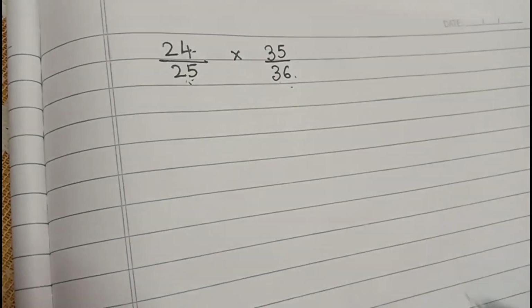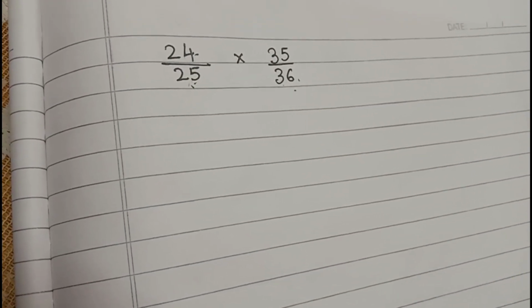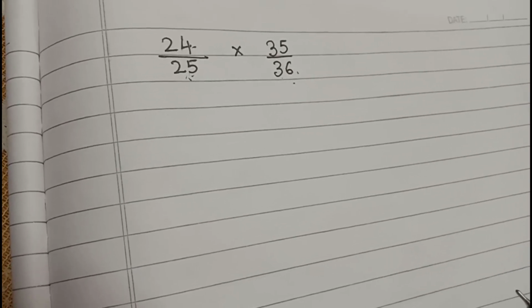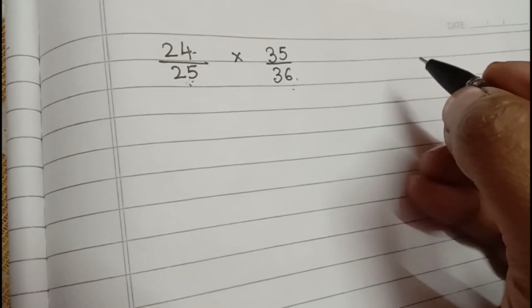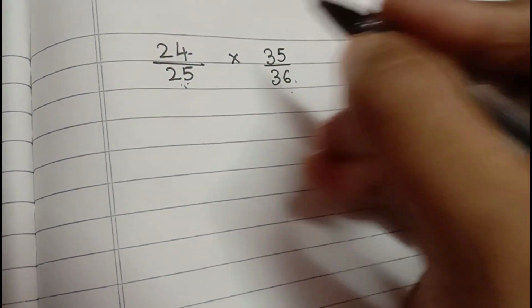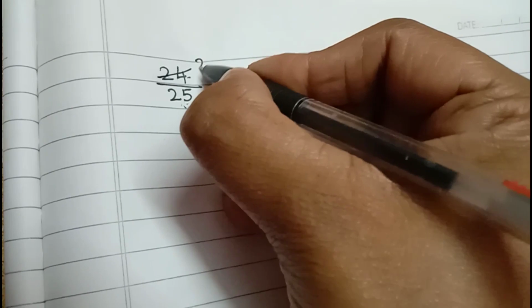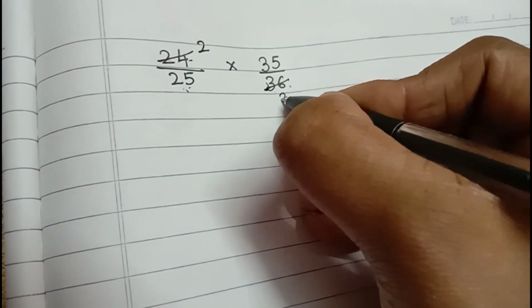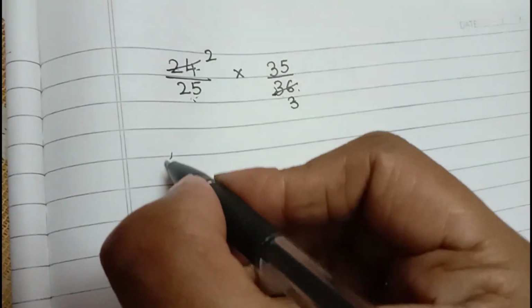Okay, but we always try to take the biggest common factor. In that way the probability of making a mistake reduces. So I will do with 12. For this you have to know the tables. 12 2s are 24 and 12 3s are 36. Clear?